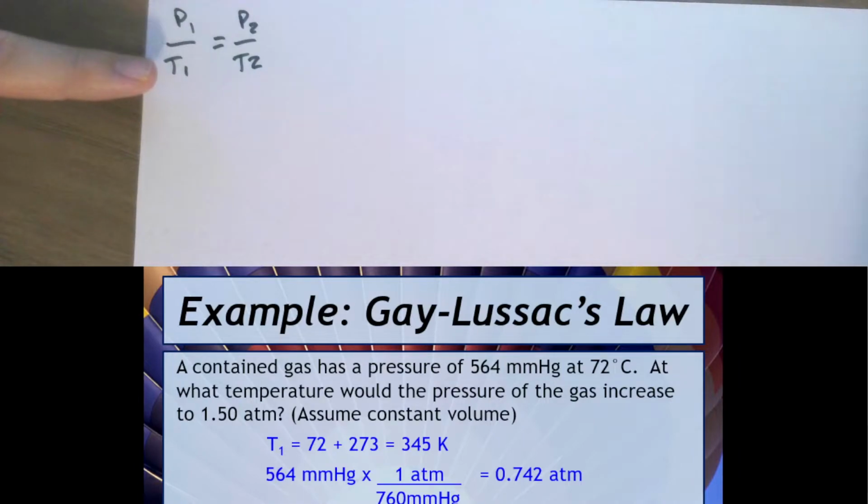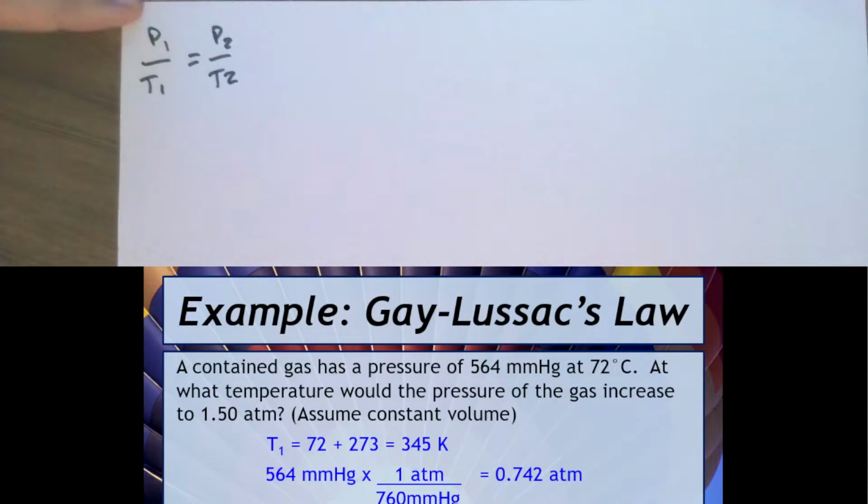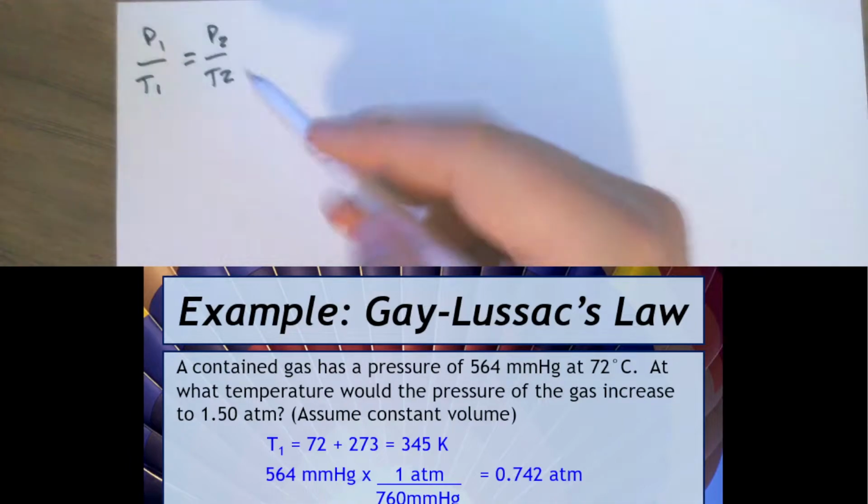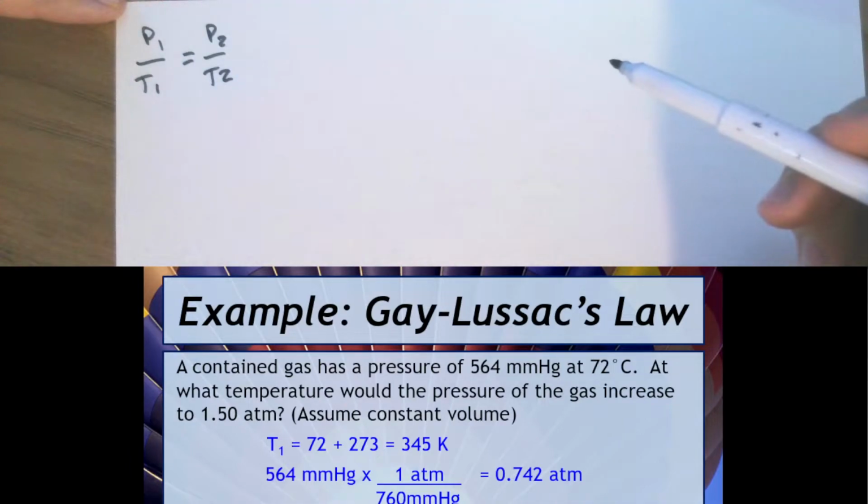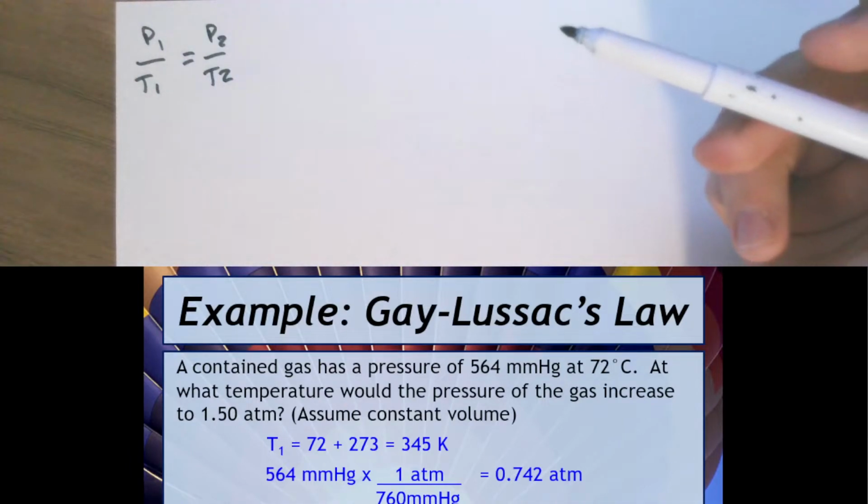Okay. A contained gas has a pressure of 564 millimeters of mercury. So we're using that different pressure this time. Okay, 72 degrees Celsius, I'm going to have to fix that by turning it into Kelvin. And then it says at what temperature, so I'm looking for my new temperature, T2, would the pressure of the gas increase to 1.5 atms?